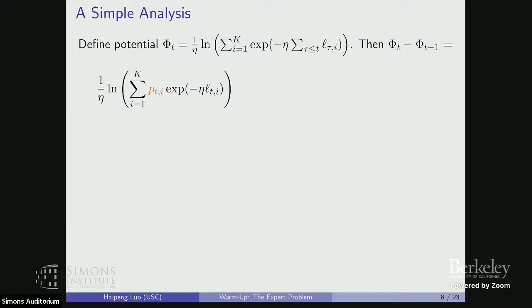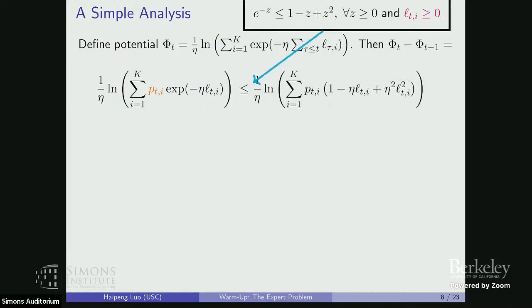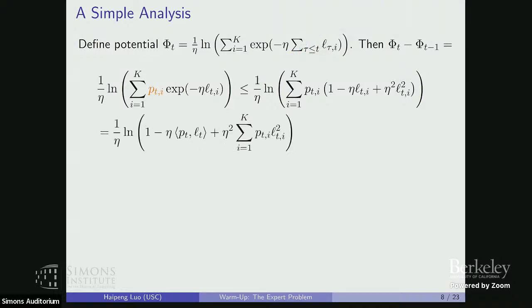The first thing to do is to approximate this exponential by a quadratic. Let's use something like this, which is true whenever z is positive, and it translates to a condition that L t i has to be positive. And again, I assume L t i is between 0 and 1 in this case. So we can just approximate this exponential by this quadratic. Let's simplify it a little bit. Sum over i of p t i is 1. The second term becomes this inner product. And the final term is this quadratic term.